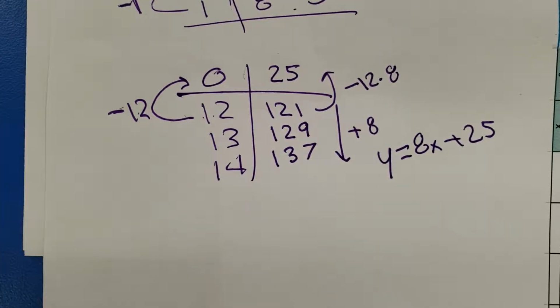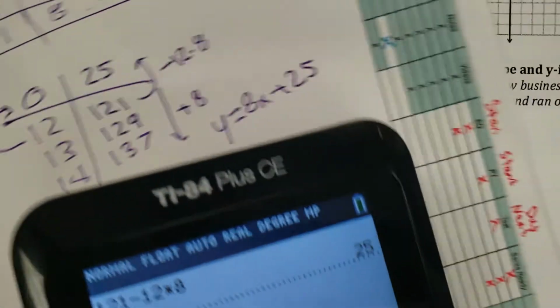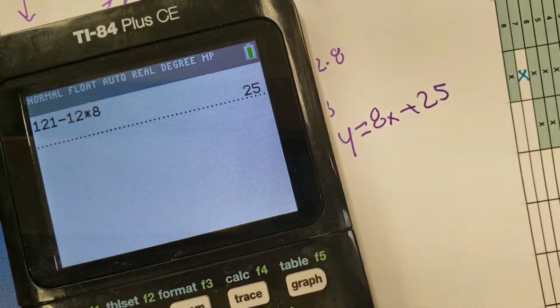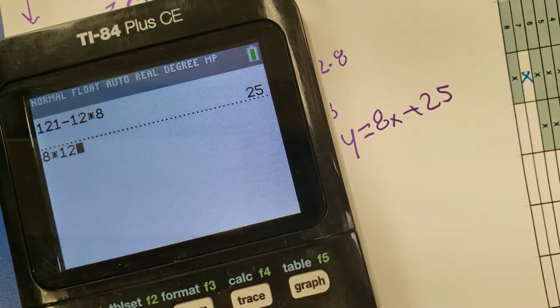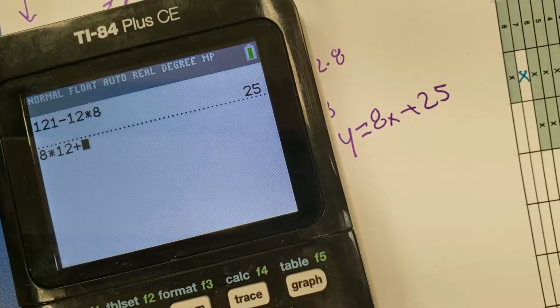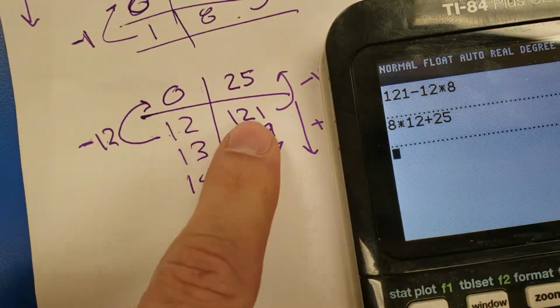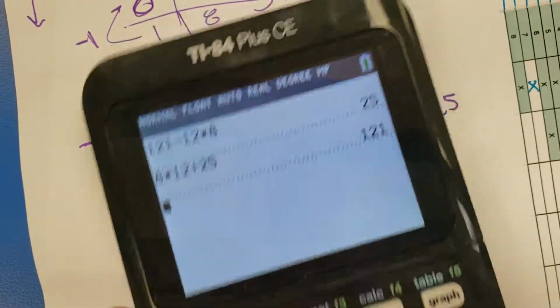Now, just to make sure I did that right, let's plug in 12 and see what I get. If I plug in 12, I should get what's in the table. 8 times 12 plus 25. Oh, look at that. Isn't that pretty? 12, 121. Beautiful.